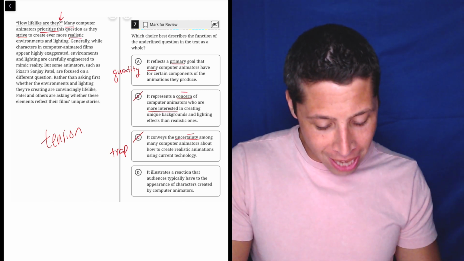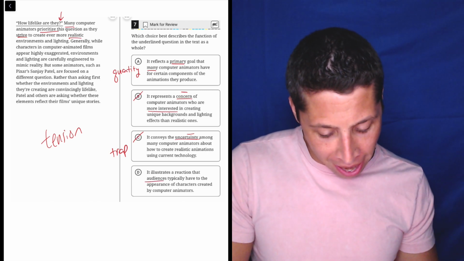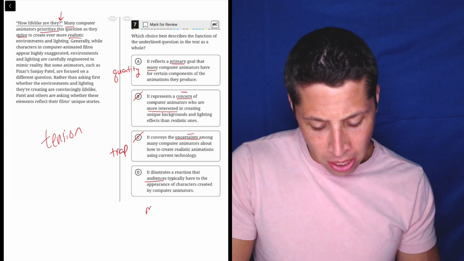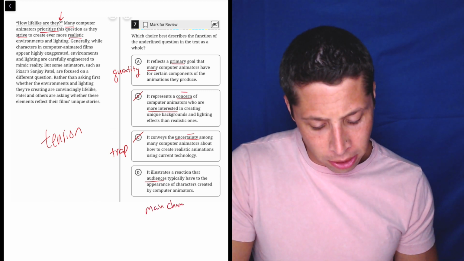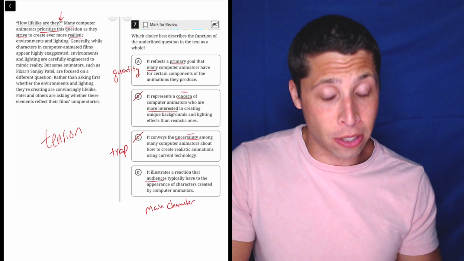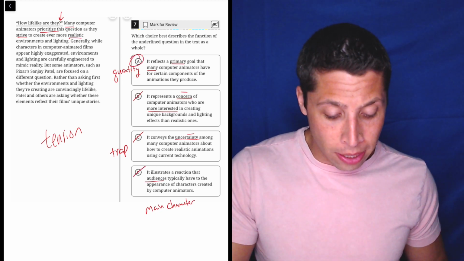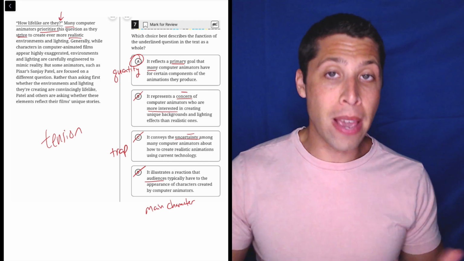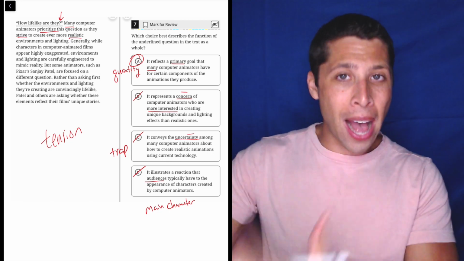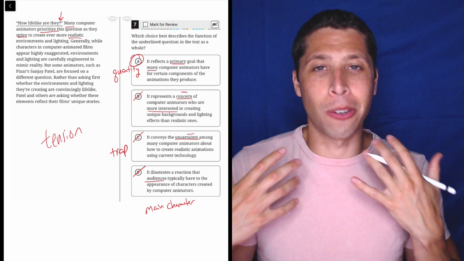D, it illustrates a reaction that audiences typically have to the appearance of characters created by computer animators. Problem here is the main character. The main character of this entire passage is the animators. This is about audiences. That has nothing to do with anything. So yeah, A is going to be the answer. Like I said, there are things that bother me about it that would make me a little skeptical, but the passage supports those strong words, and so that's okay.